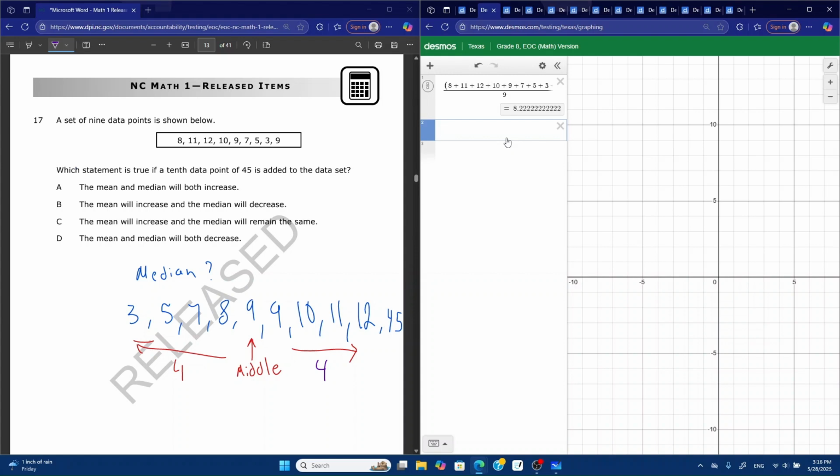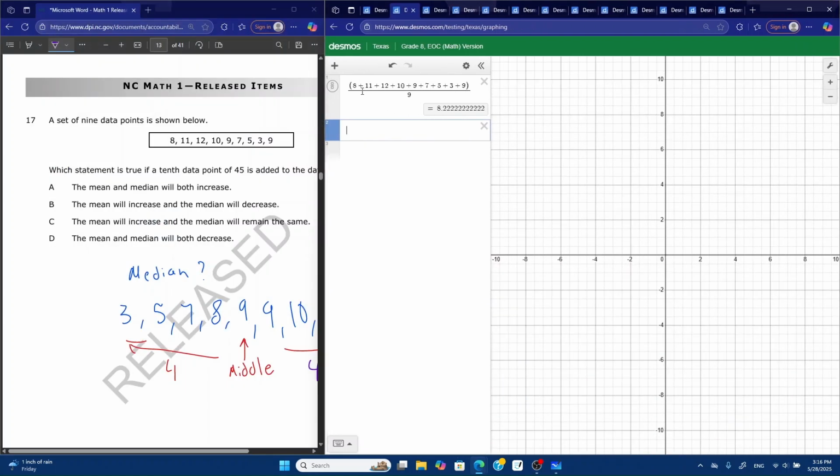For those who don't know, mean is basically the average. All you have to do is add all the data points, as you can see here in Desmos, divided by the quantity of data points in that data set. So I entered this right here, and it tells us there's 9 data points. So that's what I did over here, and that will give us our mean.